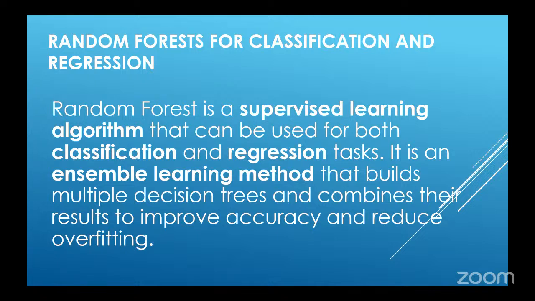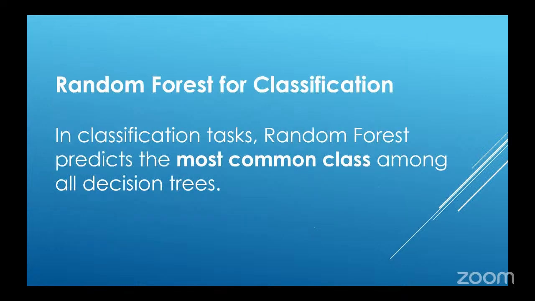At last, we will combine all the results and implement by reducing the overfitting. Okay, error on testing data, more error on testing data. Okay, next slide. Random forest for classification. In a classification task, the random forest uses the most common class among all decision trees. Write down this point.